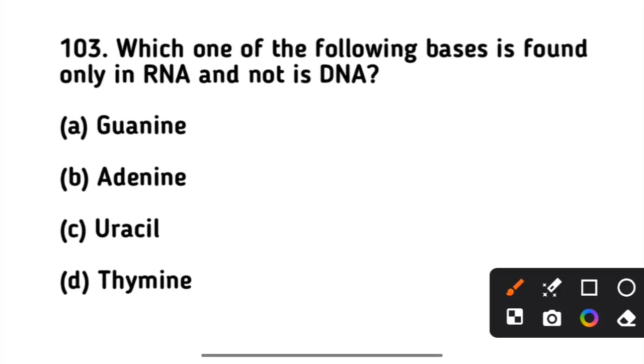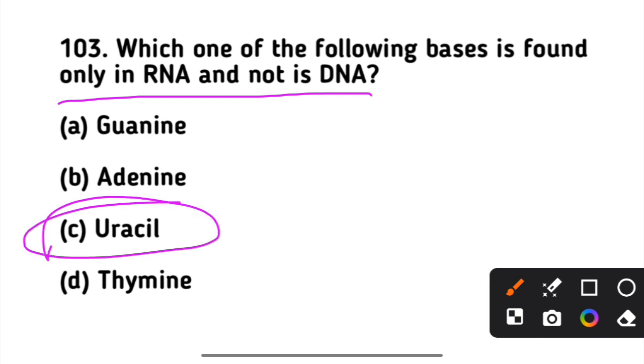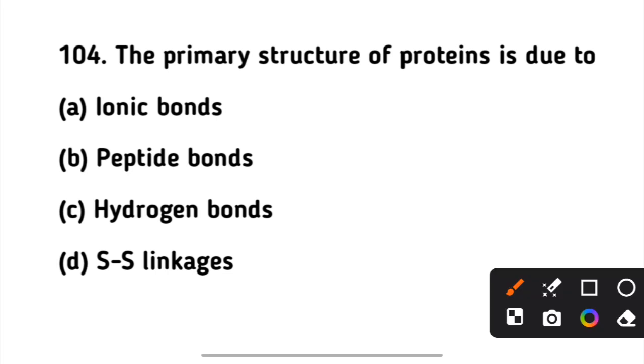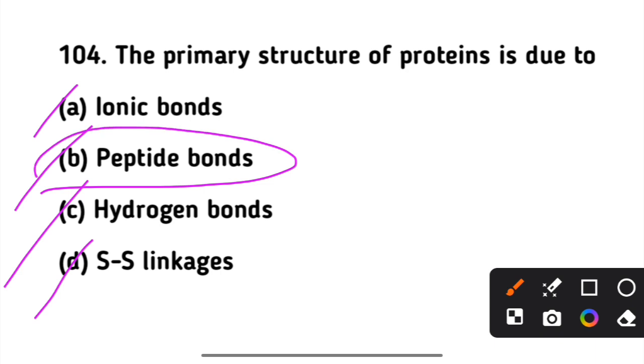Next, which one of the following nitrogenous bases is found only in RNA and not in DNA? Option C is correct, uracil. Next, the primary structure of protein is due to: ionic bond, peptide bond, hydrogen bond, S-S linkages. Option B is correct. The primary structure of protein is due to peptide bonds.